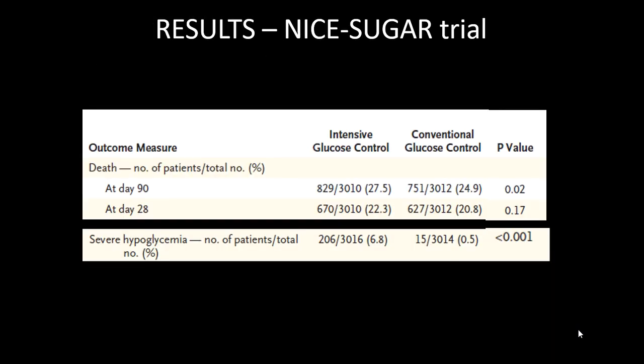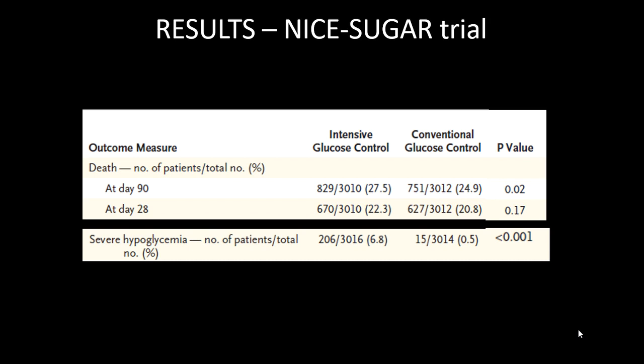On the basis of the Vandenberg trial, the NICE-SUGAR, a multi-center trial, was carried out. Now this was a large trial, and what they found was it did not make any difference whether you are doing intensive therapy in terms of overall mortality at 28 days. But when you look at 90-day mortality, the intensive insulin group had a higher mortality as compared to the conventional group, and that is the reason Surviving Sepsis also says, keep a blood sugar of around 180.